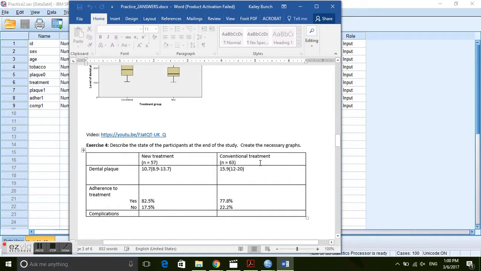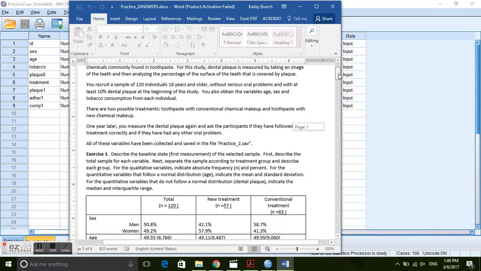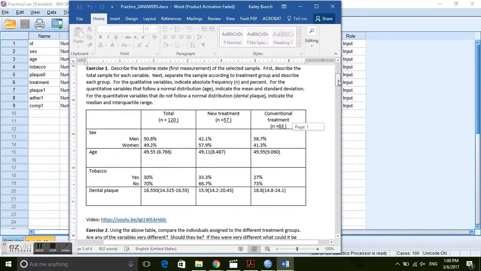Okay, we're going to go over the answers for practice 2, which we did in our second practical class. I'm not going to read through it because it's going to be way too long, but we're going to look at exercise 1 and we're going to fill in this table. Whenever we want to describe data, we oftentimes use a table and do a graphical representation. So in exercise 1, we're filling in the table.